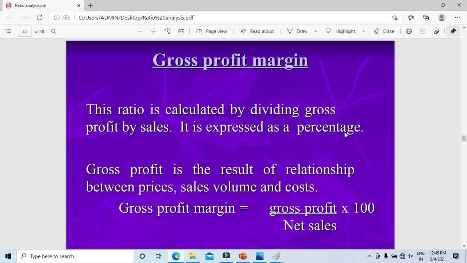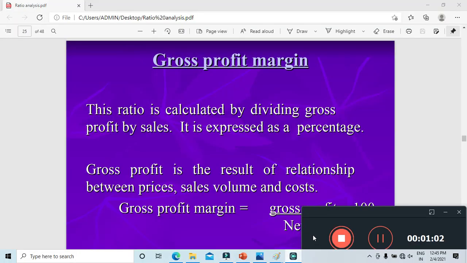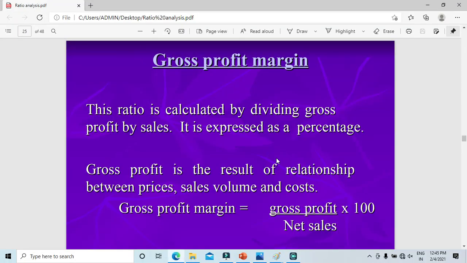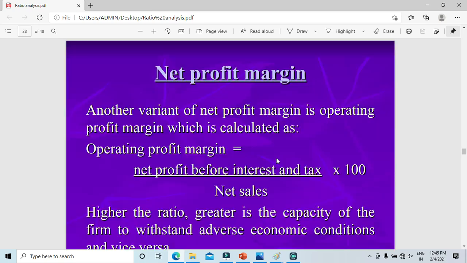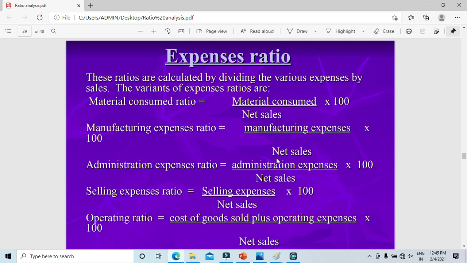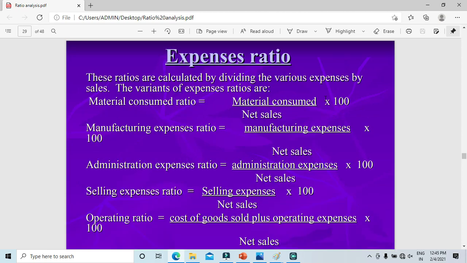So gross profit is nothing but gross profit. For profitability ratios, the numerator will be the profit and the denominator will be the sales. Gross profit divided by net sales into 100. Next is net profit ratio, net profit divided by net sales into 100. Operating ratio is divided into two: operating ratio and operating profit ratio. Operating ratio is nothing but COGS, cost of goods sold, plus operating expenses divided by net sales into 100.